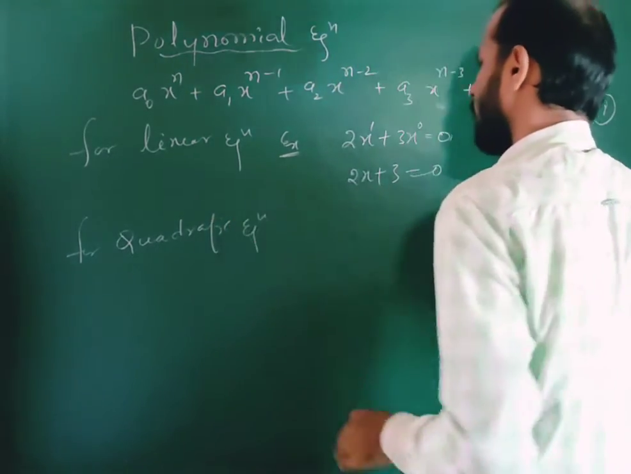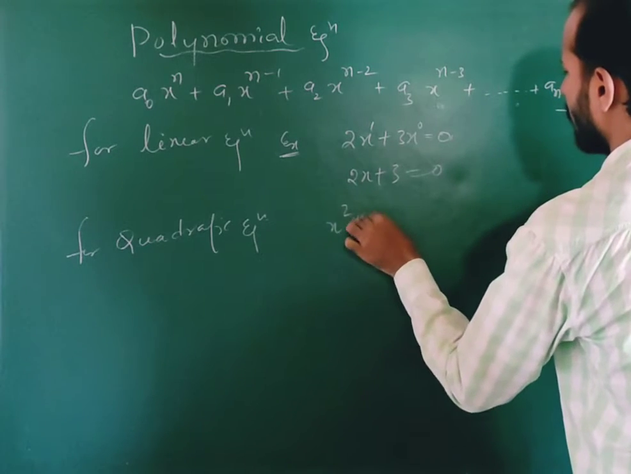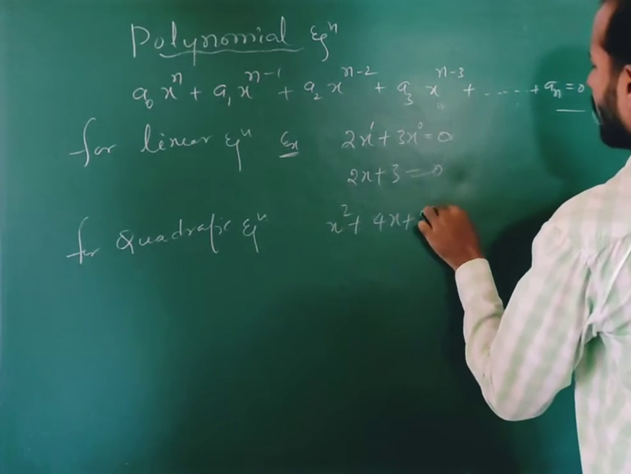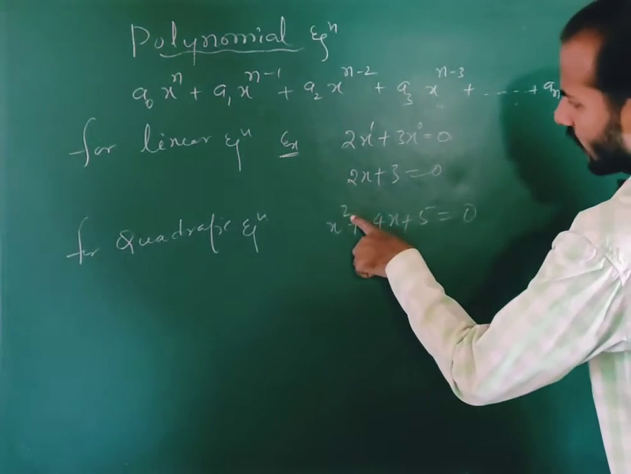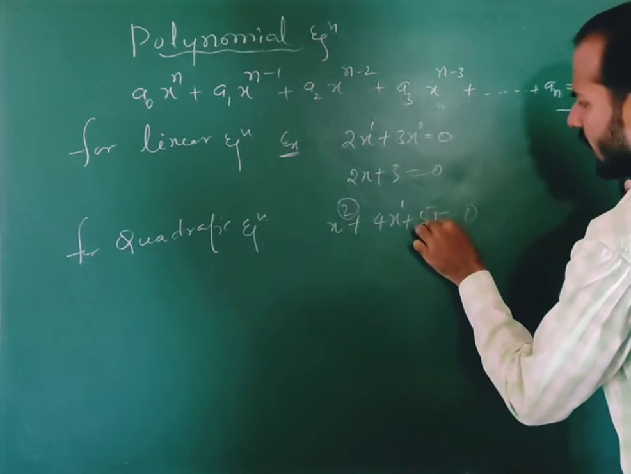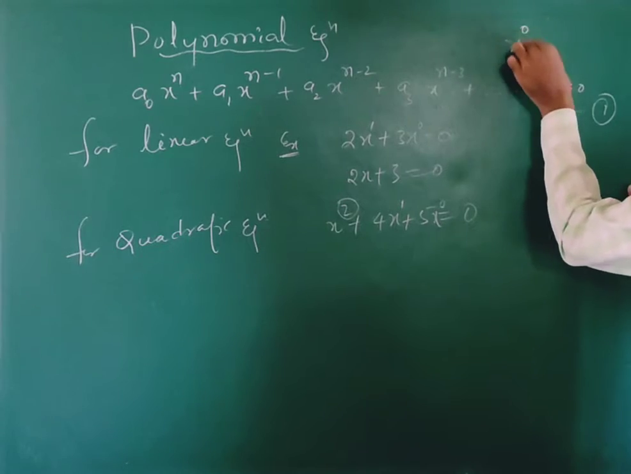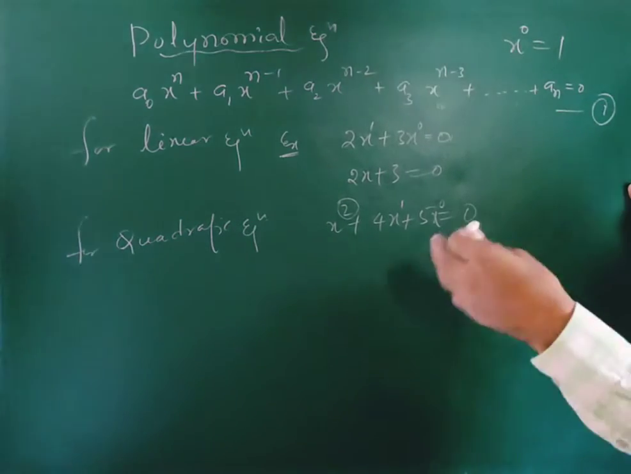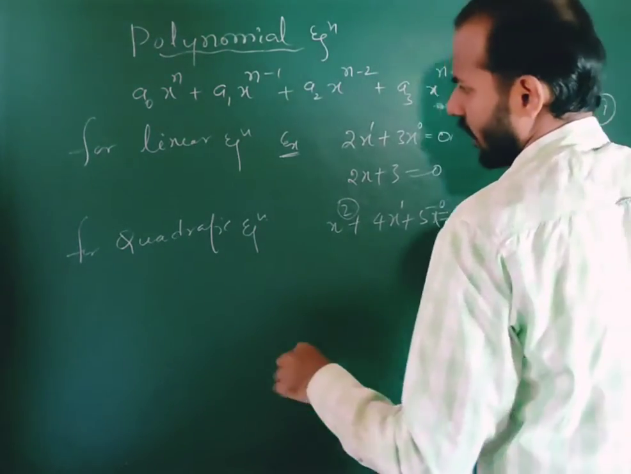Next, similarly for quadratic equation, already we know x square plus 4x plus 5 equals 0. Here the highest degree is 2. If nothing is there, x to the power of 0 is there, neglected. Usually the value of x to the power of 0 is 1. Any number to the power 0 is 1, right? It is for quadratic equation.